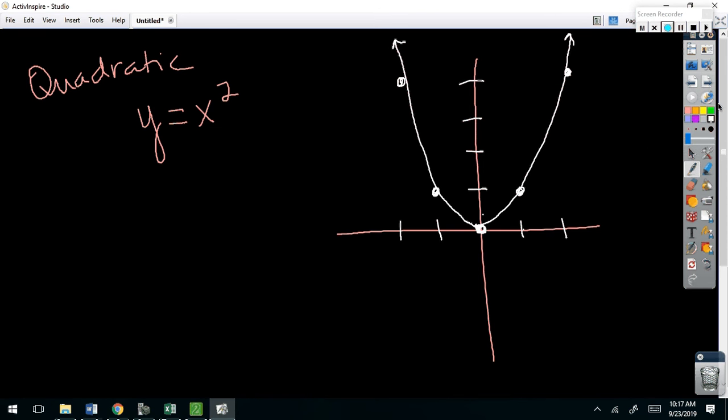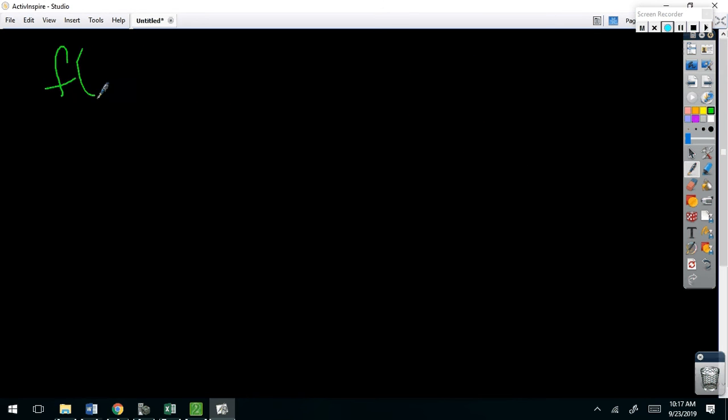Remember, have we talked about function notation in here? I thought we had. We have. So, because it's a function, I can say f of x equals x squared. Okay. No? I'm pretty sure we have. Keep going through it. Just real quick.